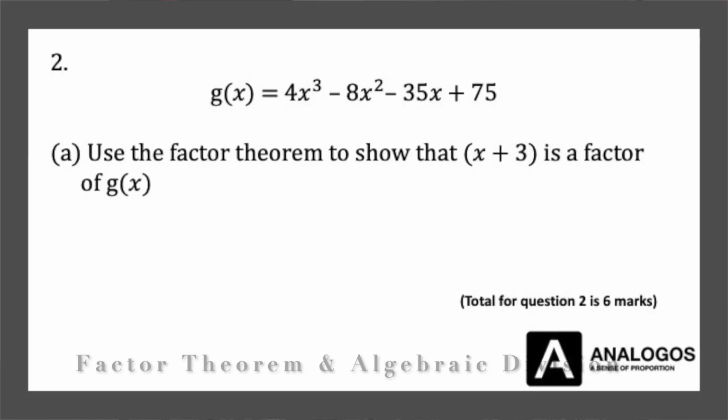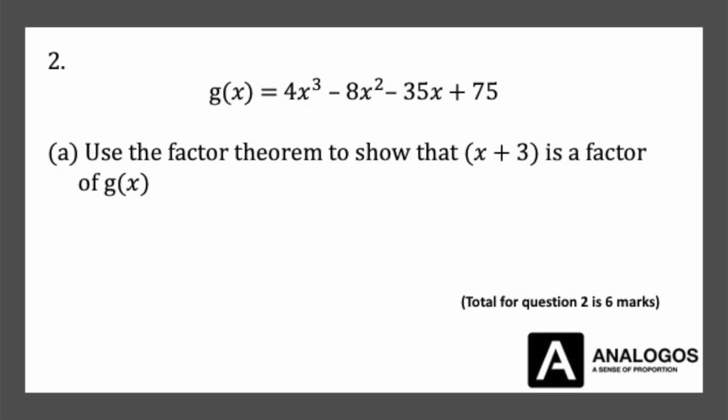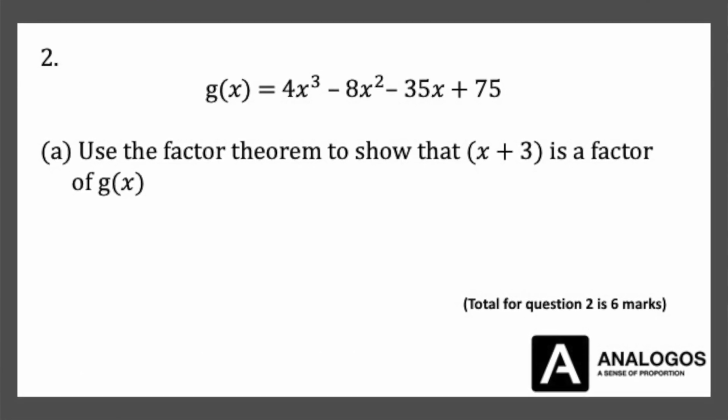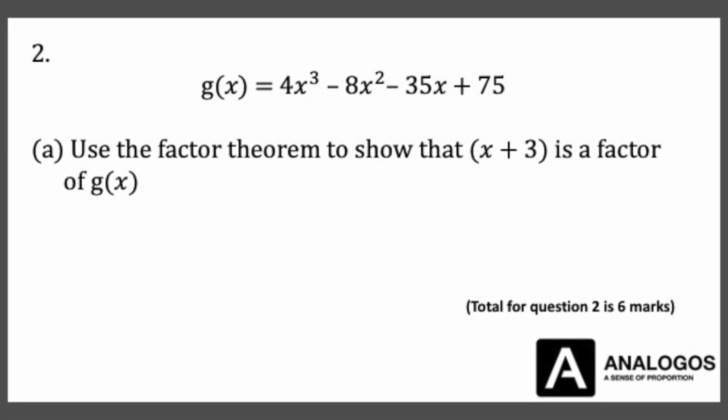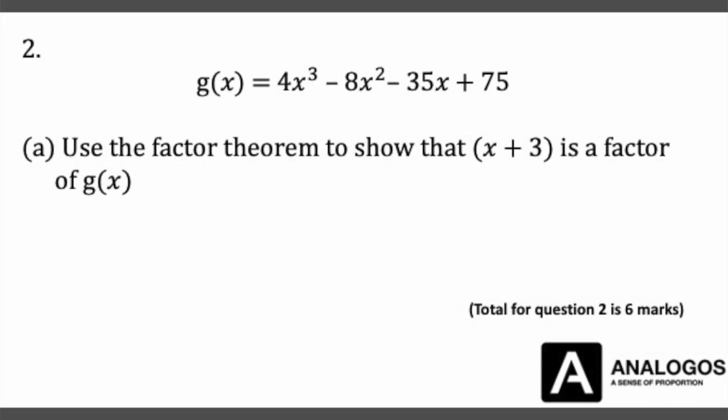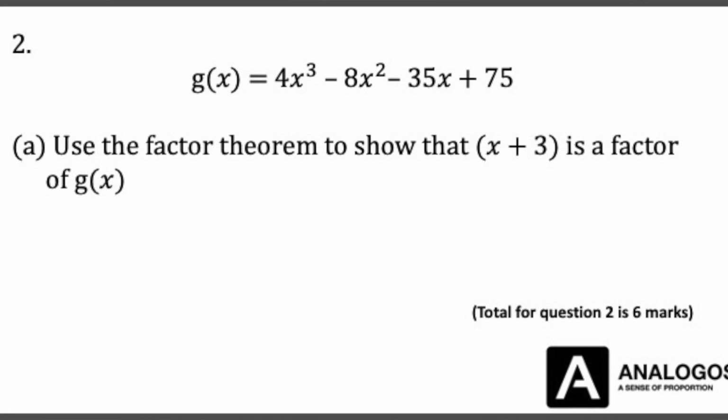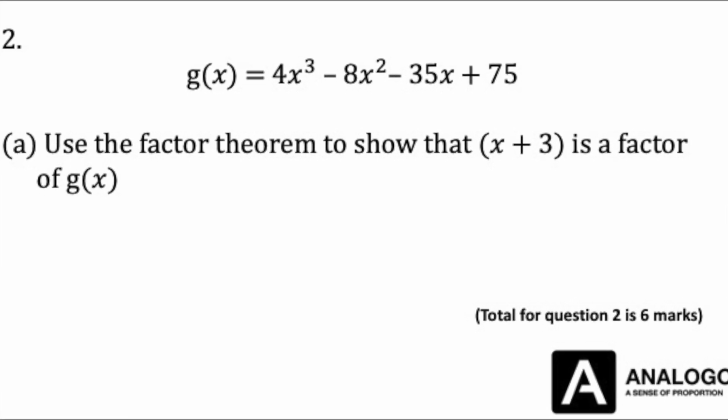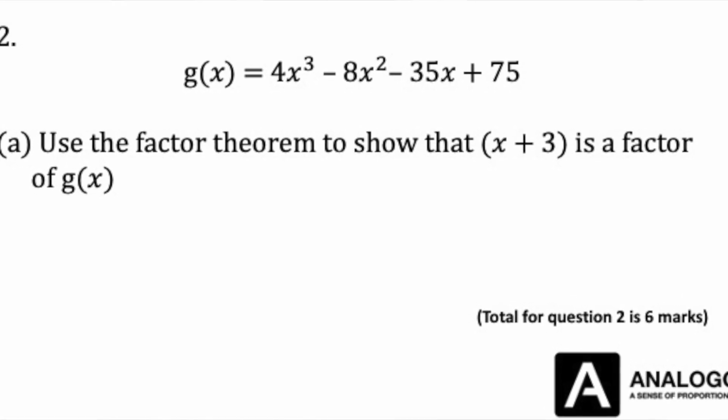So g of x equals 4x cubed minus 8x squared minus 35x plus 75. Part A. Use the factor theorem to show that x plus 3 is a factor of g of x. Okay, so they've given us a factor this time, we just have to prove it.